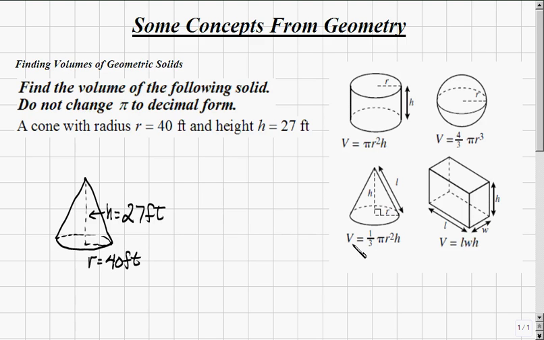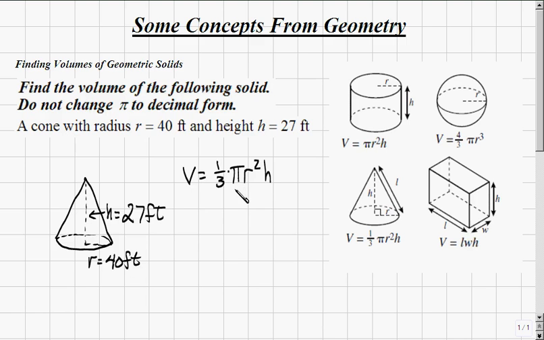So the formula for the volume of a cone is V equals 1/3 pi r squared times h. So let's first write down our formula. V equals 1/3 times pi times the radius squared times the height. What we'll do is plug in the radius and the height into this formula and then simplify our result. We'll leave our answer in terms of pi.